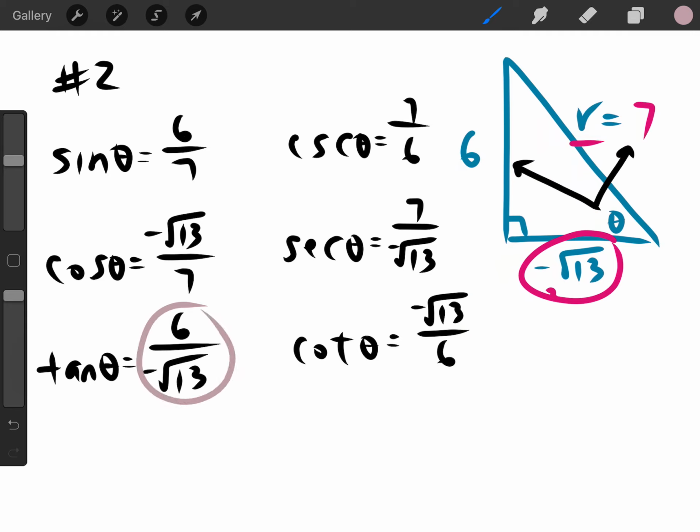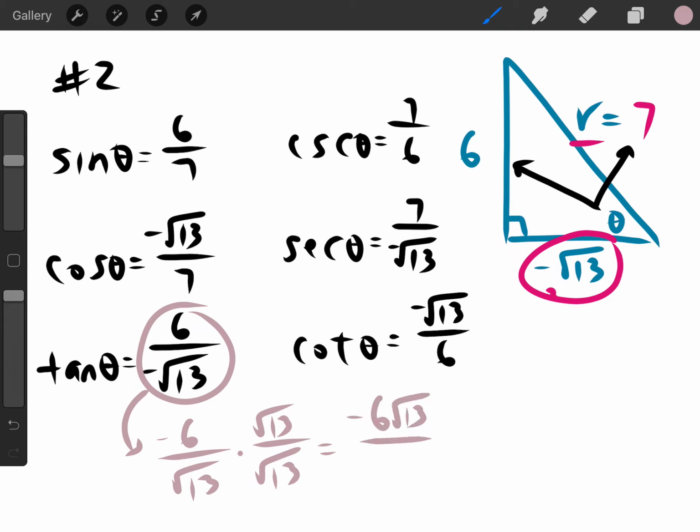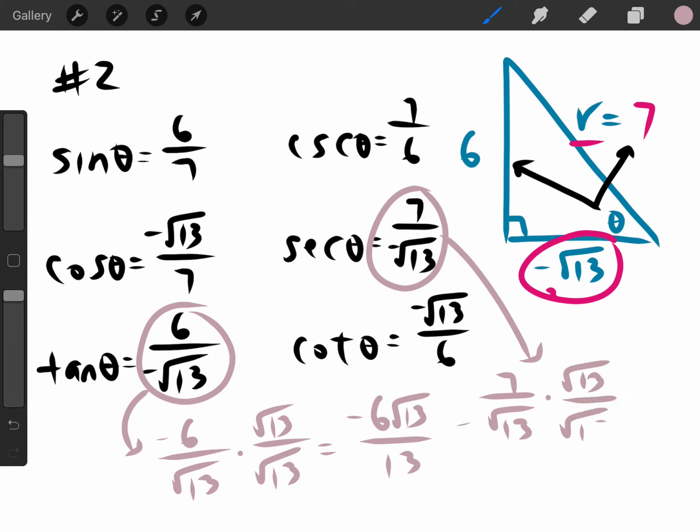So this one, we can rationalize it by multiplying by rad 13 over rad 13. So that will be negative 6 rad 13 over 13. Okay, this one, same thing. 7 over negative rad 13 times rad 13. So this one will be negative 7 rad 13 over 13. Okay, that's how you rationalize it.